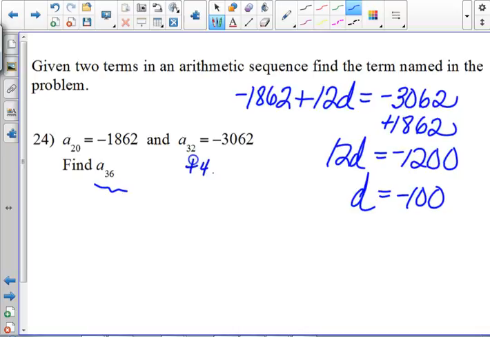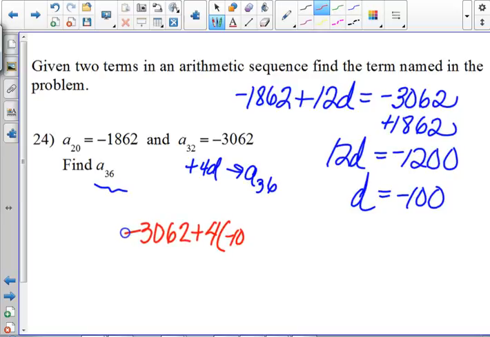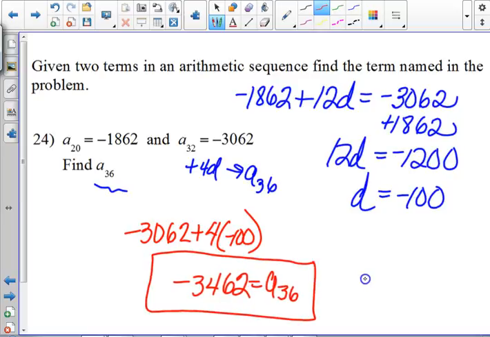We'd have to add 4 differences, right? To get to term 36. So negative 3062 plus 4 negative 100s would be... Does it seem a little less painful this time? Okay.